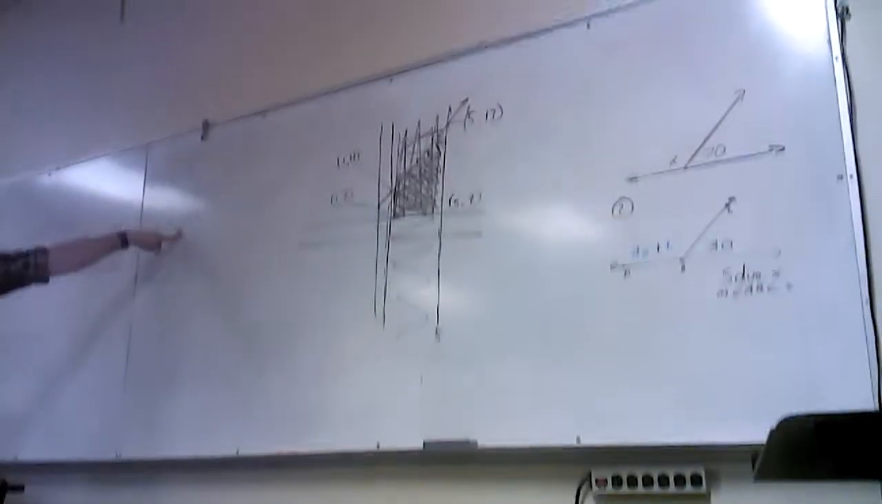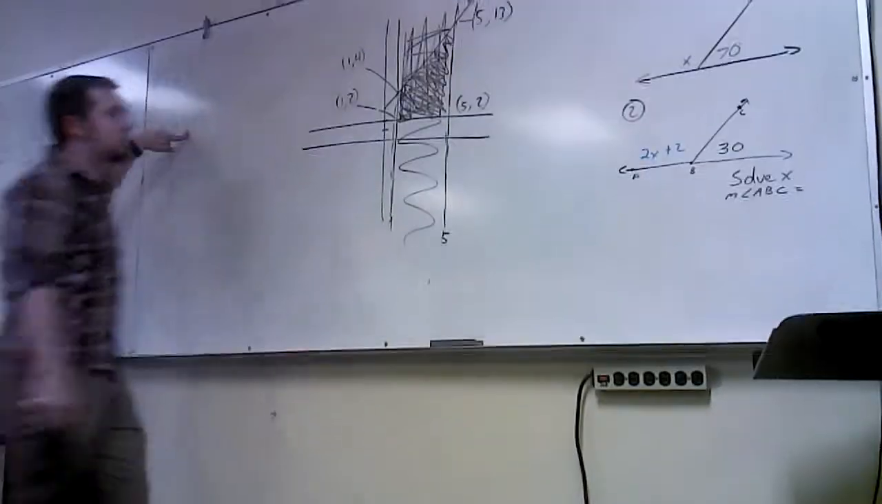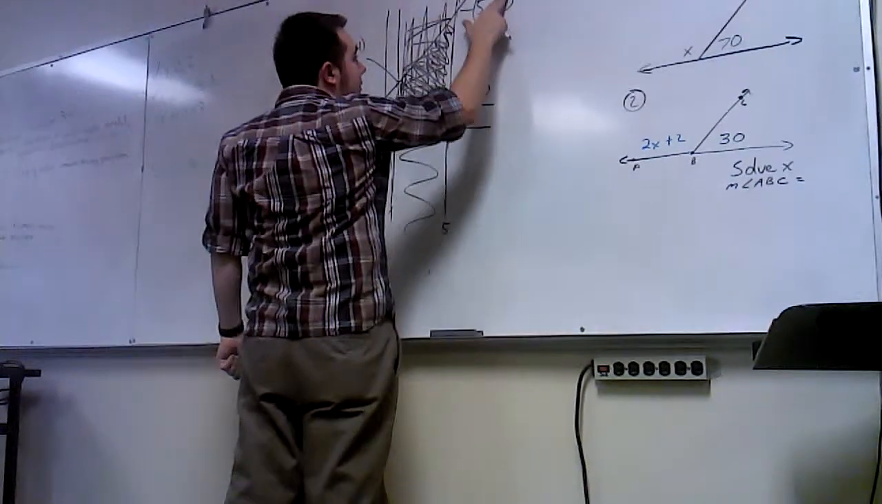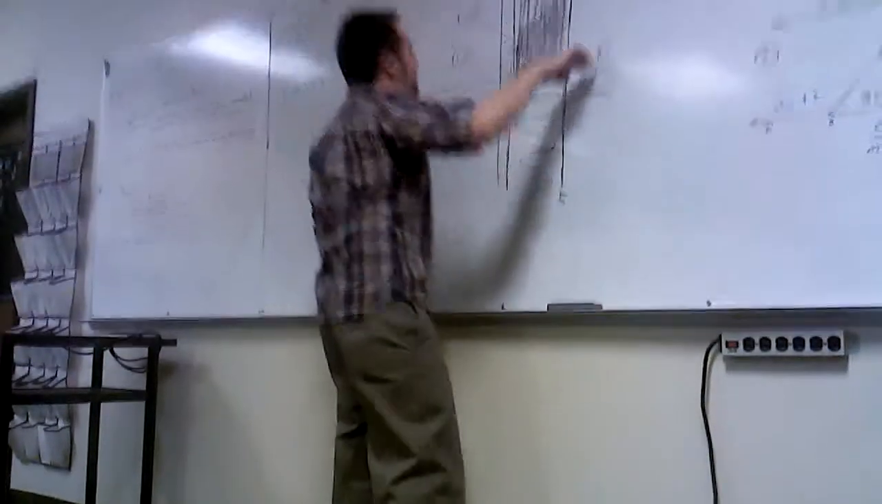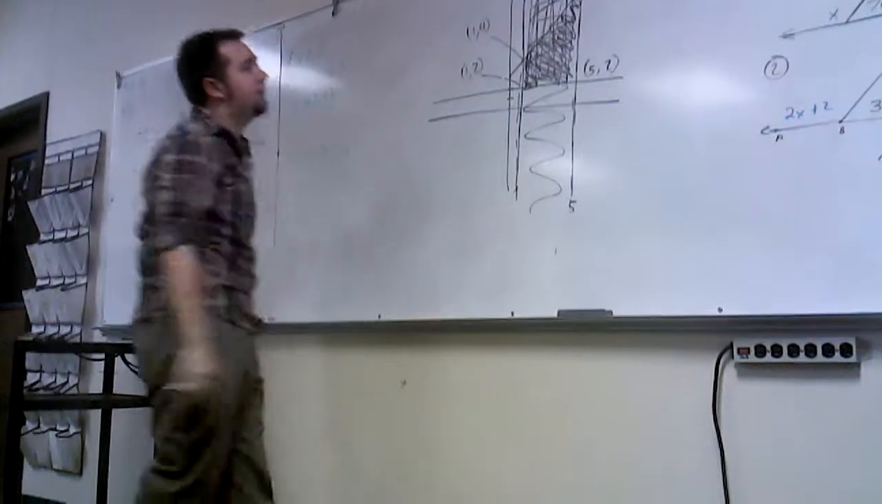X is 5. Plug that into the equation. What's 5 plus 3? 8. Yeah, that's what I thought. Good job. Thinking it and not saying it gets you F's on tests. 5, 8; 5, 2; 1, 2; 1, 4. Those are your 4 points here.